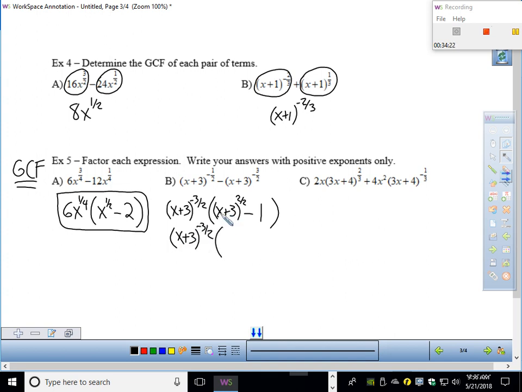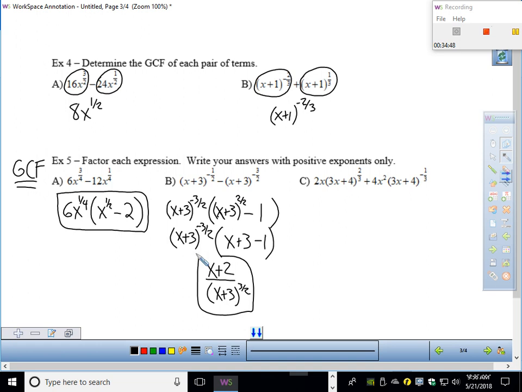I hope you would agree that this is just x plus 3 to the first, or really just x plus 3. Okay. And if I simplify inside the parentheses, that's just x plus 2. Now I hope you did notice we have this factor out in front that has a negative exponent, so we've got to deal with that. X plus 3 to the 3/2. Great.